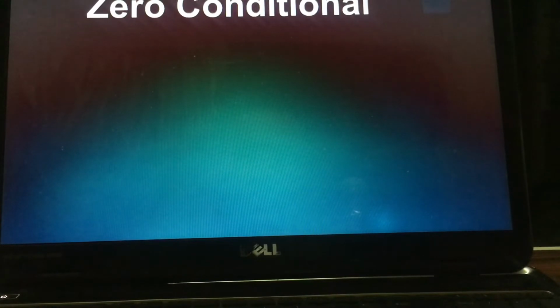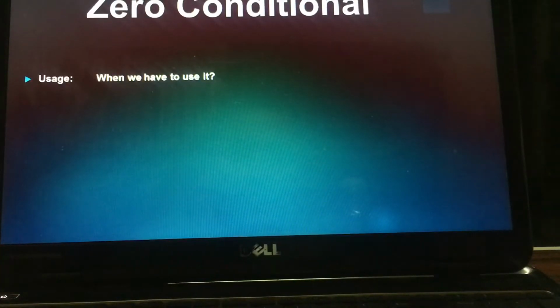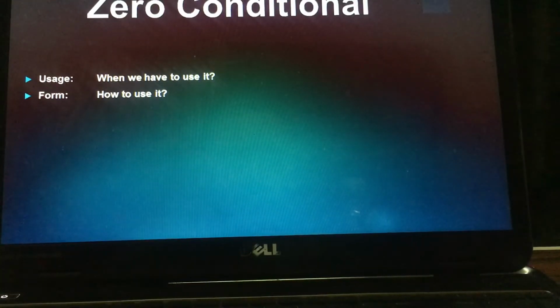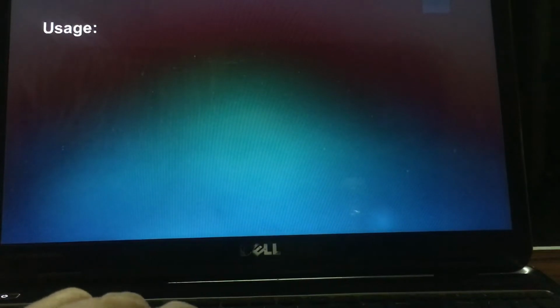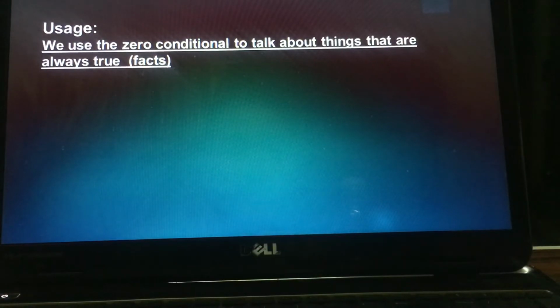When we talk about the zero conditional, we have to know two things. The first thing is the usage, or when we have to use it exactly. And the second one is the form, or how to use it. Let's start with the usage. We need to know exactly when we have to use the zero conditional. We use the zero conditional to talk about things that are facts or that are always true.